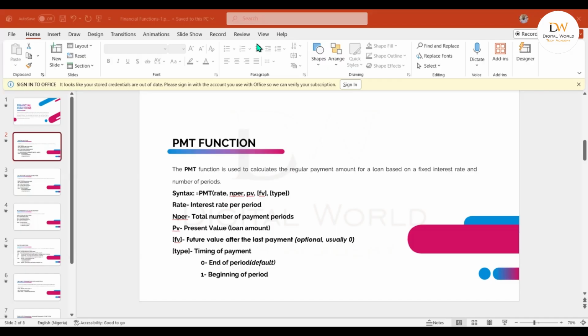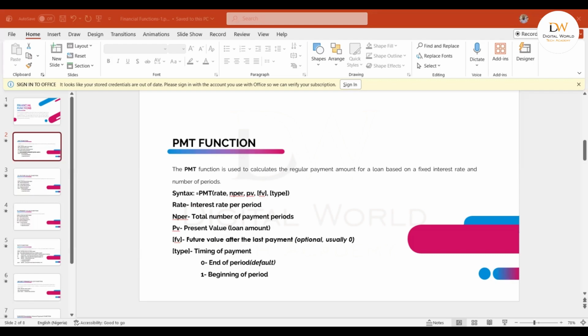What time are we going to be paying? If it is monthly, is it from the beginning of the month or the ending of the month? So you choose which one you would like. All right. So let's go on to work on some examples.